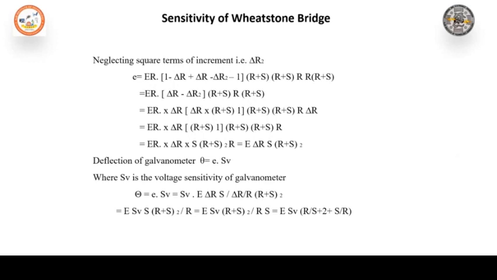So from the galvanometer sensitivity, we calculate theta, and using theta in the expression of SB, we will finally arrive at the relation: bridge sensitivity is equal to E into SV. Thus the bridge sensitivity depends on the bridge parameters, the supply voltage, and the voltage sensitivity of the galvanometer. For higher or lower values of S by R, the sensitivity decreases considerably.